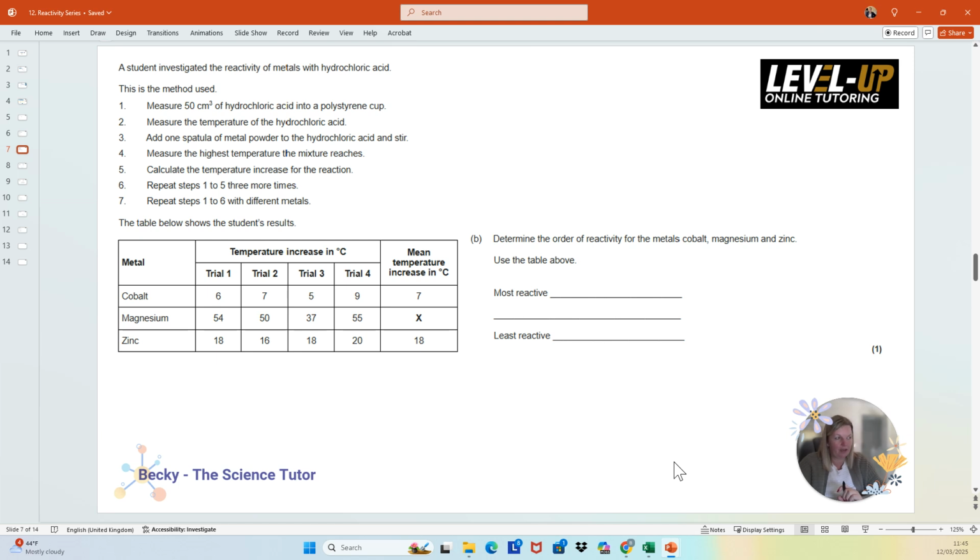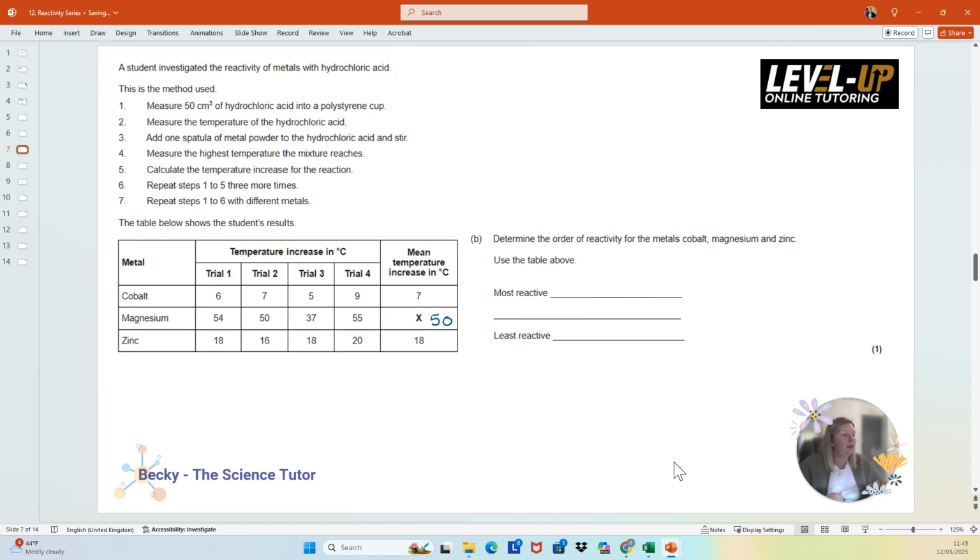Okay, now in the first question, I think in part A you were asked to calculate the mean temperature increase of magnesium. Okay, but it's not essential. It's going to be around 50, isn't it? Okay, the temperature differences are so big that we can quite easily see what we need to work it out.